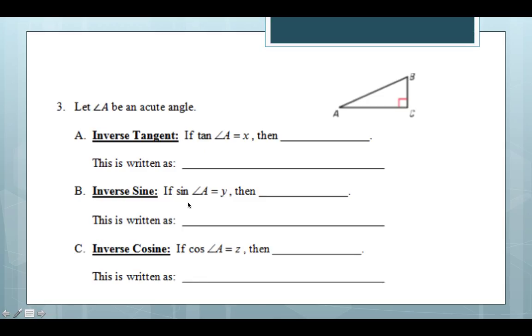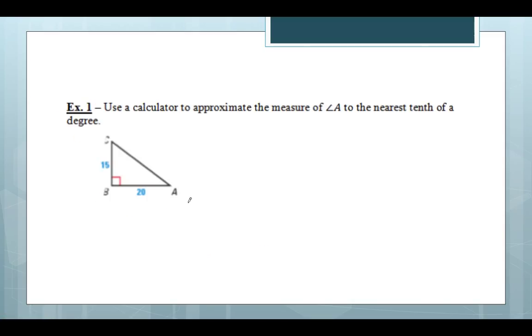Go ahead and bypass this slide for now. We'll come back to that in class. All right, example 1 says to use a calculator to approximate the measure of angle A to the nearest tenth of a degree. This example is the most important because it's really the only example that has new information today. The rest is building upon what we learned earlier on in Target 1.4.